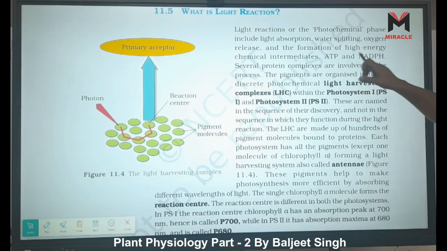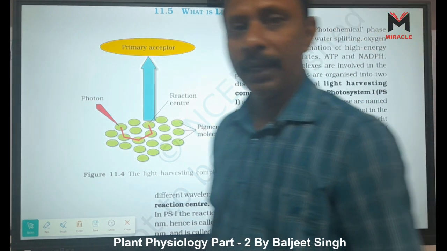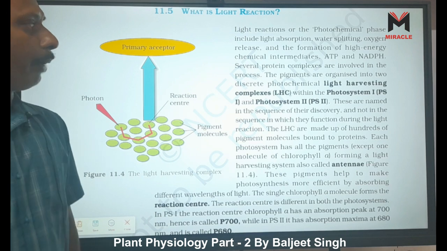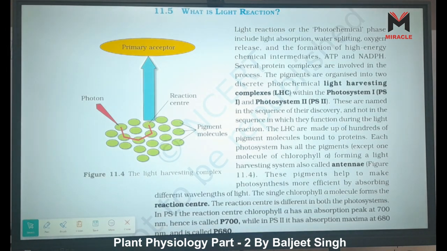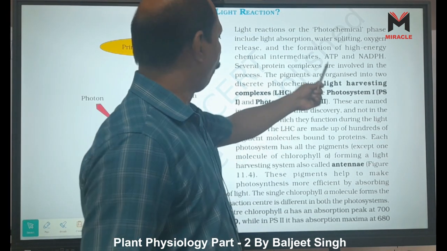are called ATP and NADPH2. ATP, what is the full form? ATP is adenosine triphosphate, and what is the full form of NADPH? It is nicotinamide adenine dinucleotide phosphate. Correct? Several protein complexes are involved in the process.